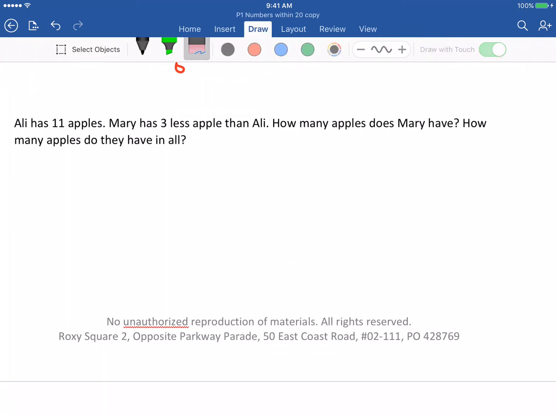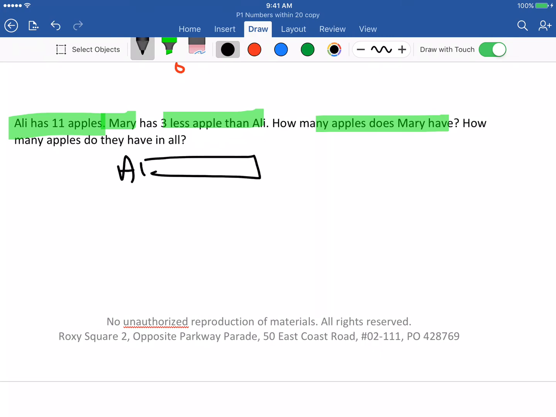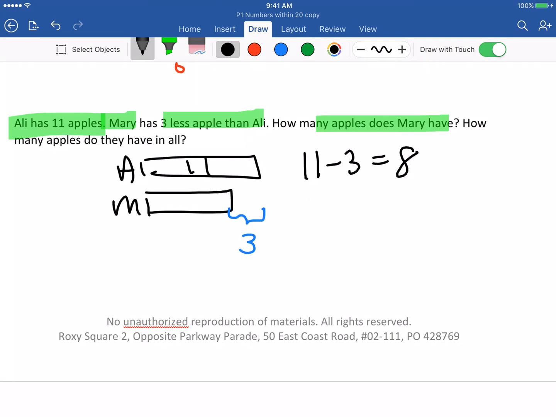Next one. Let's read the question. Ali has 11 apples. Mary has 3 fewer apples than Ali. How many apples does Mary have? So the first step, we draw Ali first, which is 11 apples. Mary has 3 fewer apples than Ali. So where's the 3? The 3 will be this portion right here. So how do we find Mary? We just take 11 minus 3, which equals to 8. Means Mary got 8.